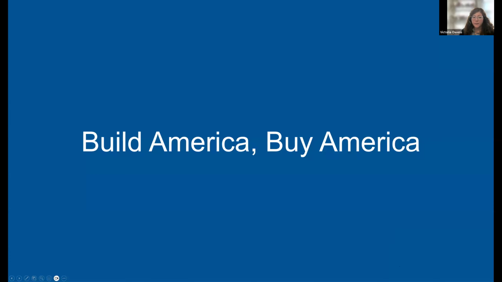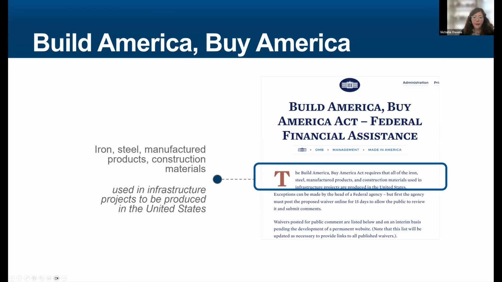So then I want to talk about Build America, Buy America. That was actually the first regulation on the timeline that we looked at in the beginning. This was originally implemented in 2021. To talk more about that, this is an important highlight, so I'm going to read it outright. The Build America, Buy America Act requires that all of the iron, steel, manufactured products, and construction materials used in infrastructure projects are produced in the United States.